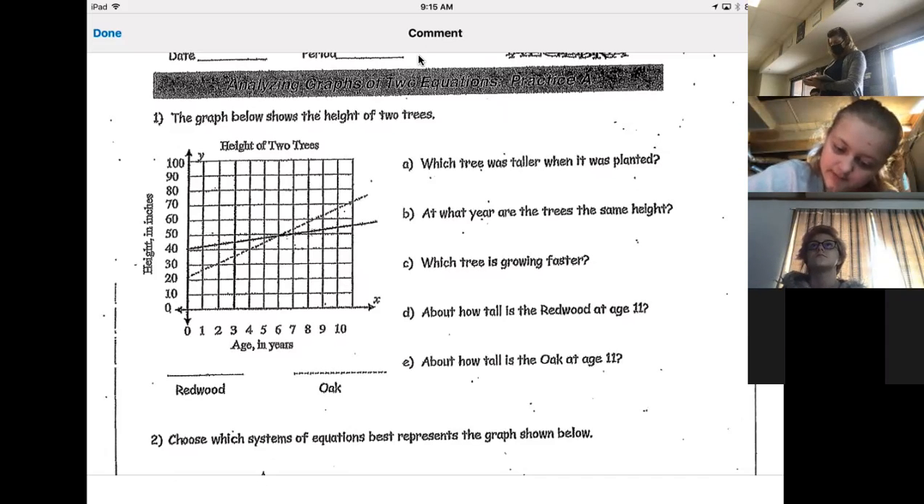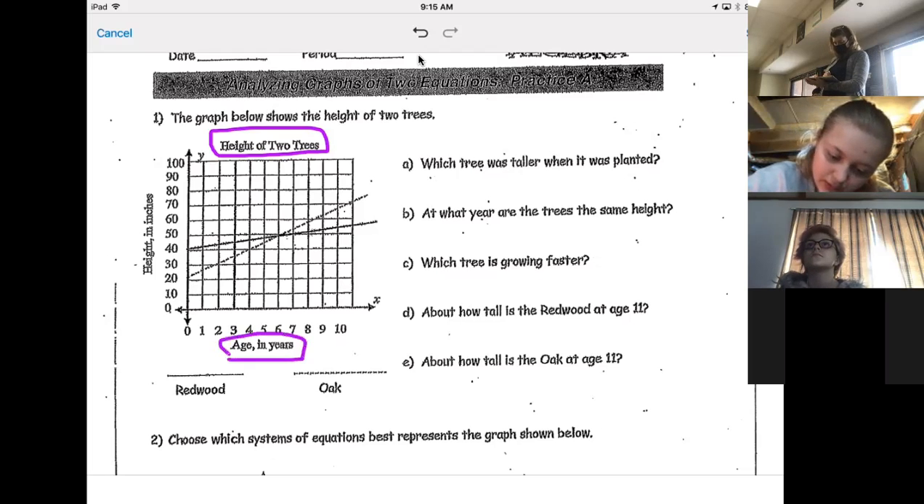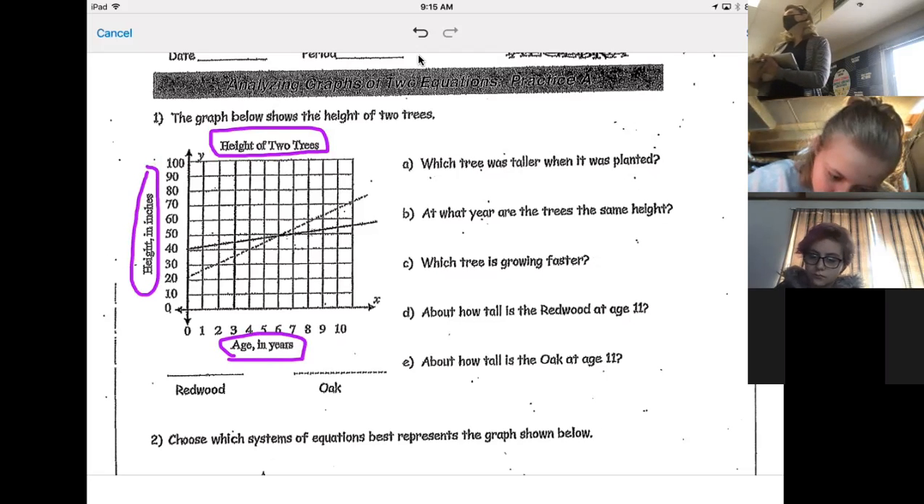So here's the deal. Let's read the title. It says the height of 2 trees. The x-axis says the age in years. So we have 0, 1, 2, 3, 4, 5, 6, 7, going from 0 years to 10 years. The y values are the height in inches. So we have 2 lines, which means we have 2 different trees.